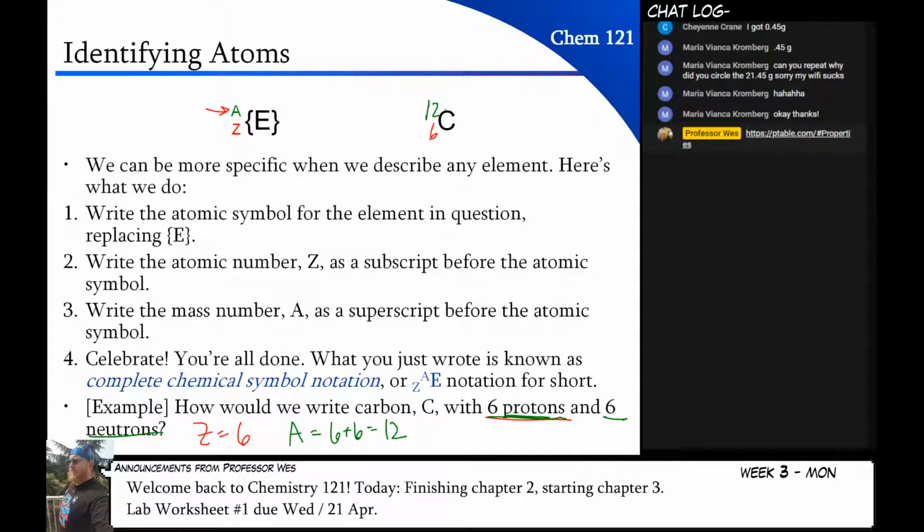Now, there's another way to represent this in terms of just writing out text. And that would be to do the following. You can write the element's name, then put a dash, and then write A after it. And this is often done in situations where you can't typeset a subscript or a superscript effectively. Also, it tends to be catchier.